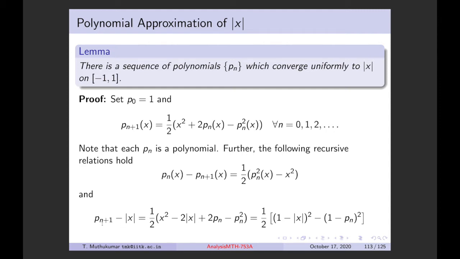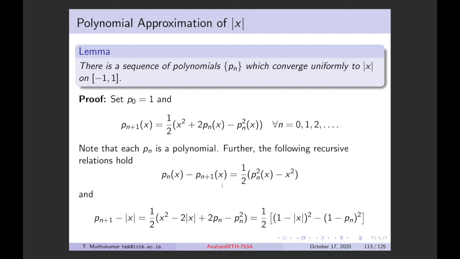This is coming from the previous property. If I take n equal to 0, I have p1 minus mod x. Here you will use p0, which is 1, so this becomes 1 minus mod x squared. Since mod x is less than or equal to 1 and mod x is positive, this is a positive quantity, which means that mod x is less than or equal to p1. And by the definition here, we see that p1 is less than or equal to p0. In fact, it's true for all p_n.